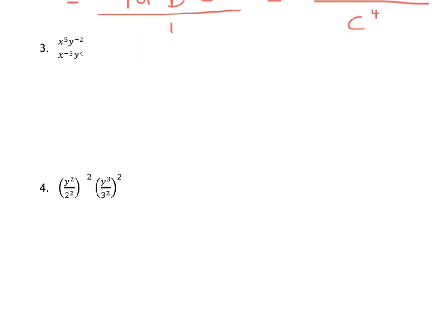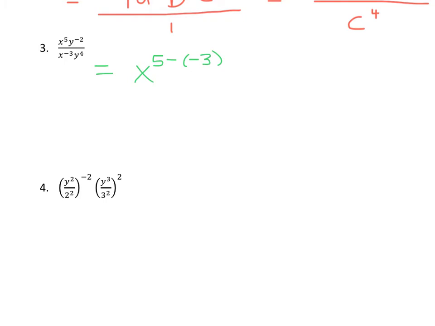Let's look at number 3. Notice that we have a base of x in the numerator and the denominator, and we want to write that base of x just one time. What do we need to do with those exponents? Well, because we are dividing this base of x to the 5th and x to the -3, we're going to subtract. So that becomes x to the 5 minus a -3.